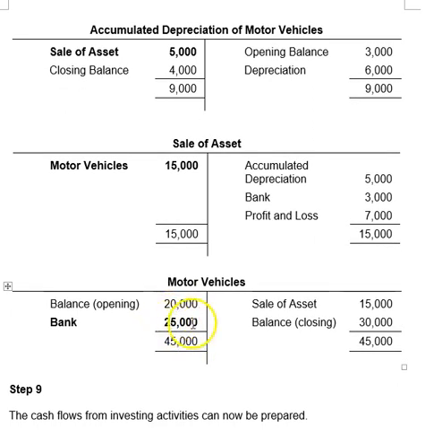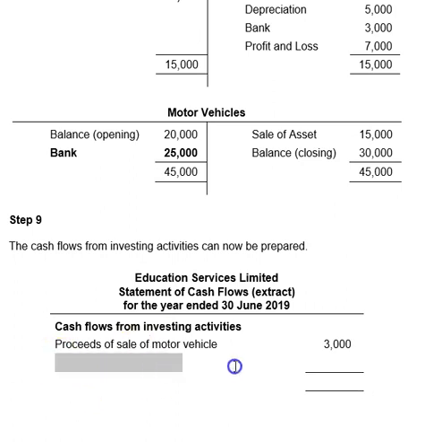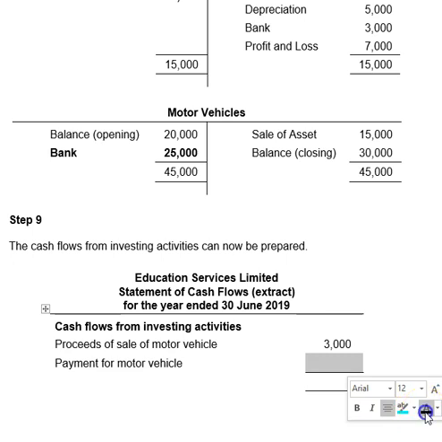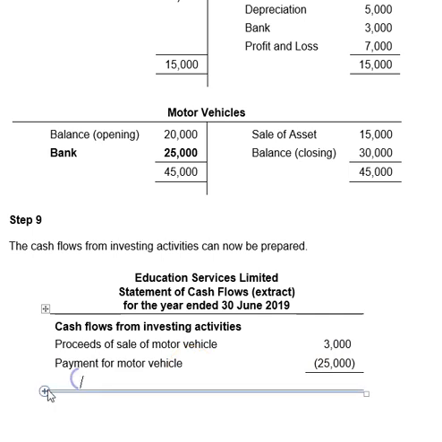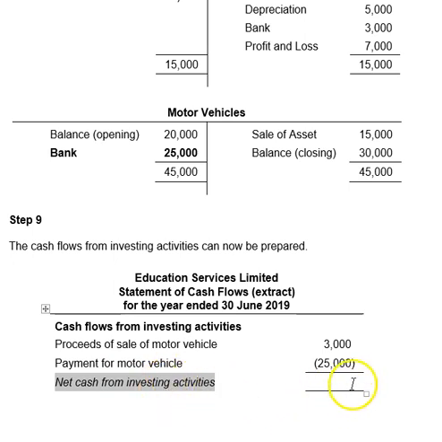This is a cash payment and I need to record it in my SOCF. Under my SOCF investing activities, I have payments for motor vehicles, which is negative 25,000 because this is a cash outflow. So at the end of the day, my net cash from investing activities will be 3,000 minus 25,000, which is negative 22,000. So I have spent 22,000 in my investing activities.